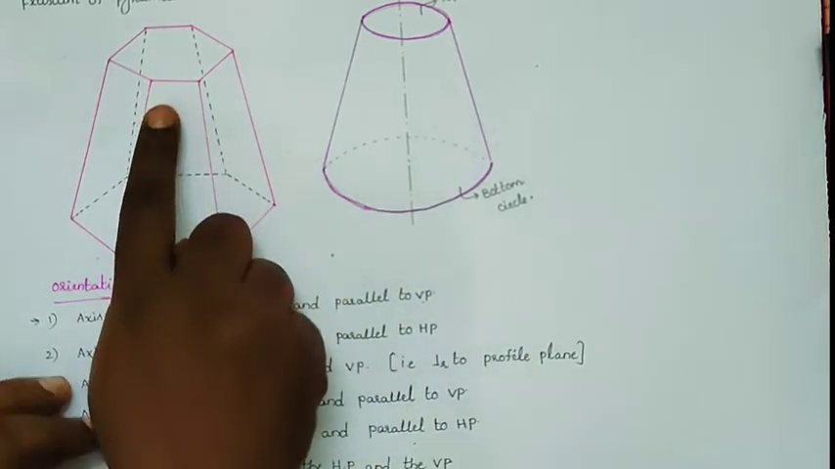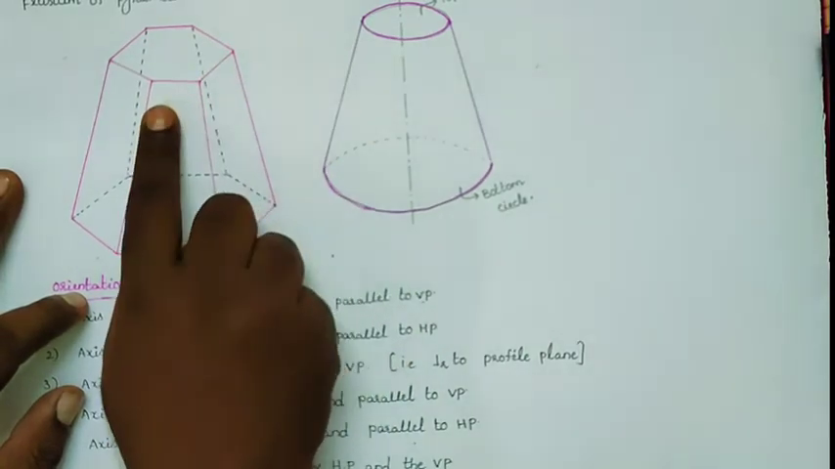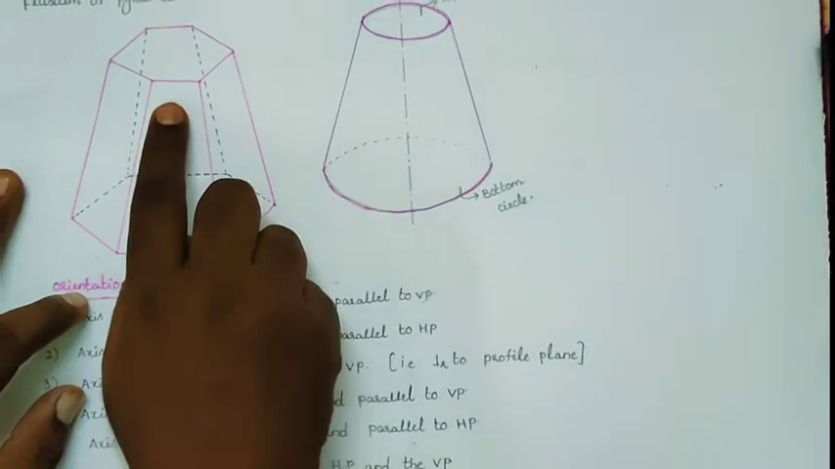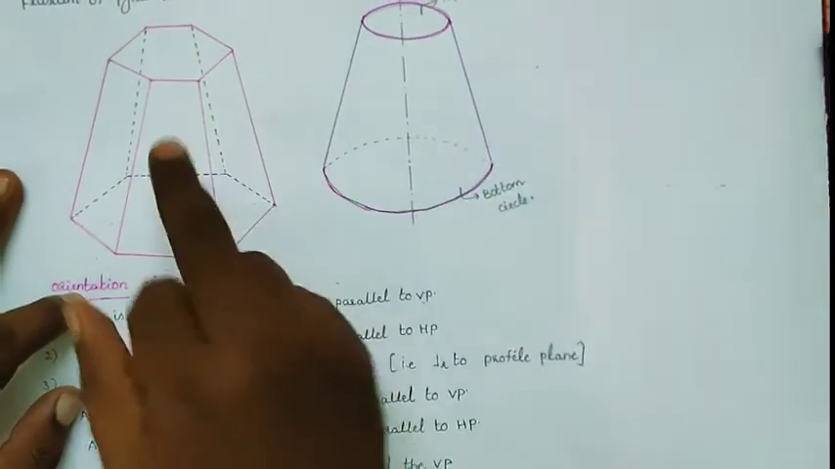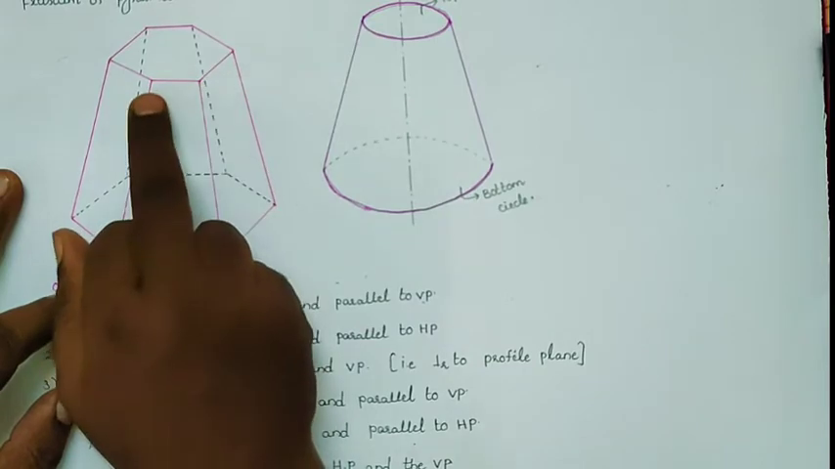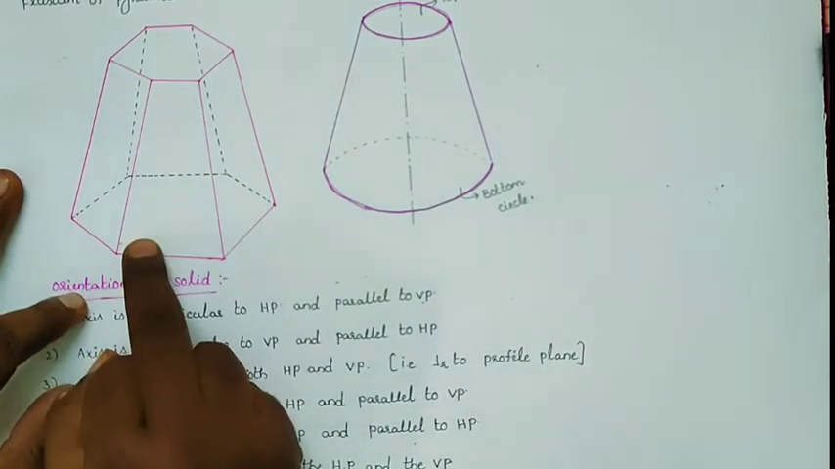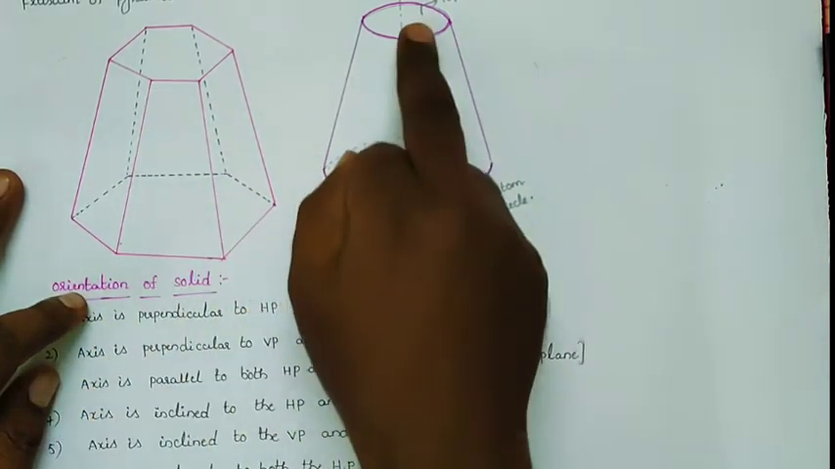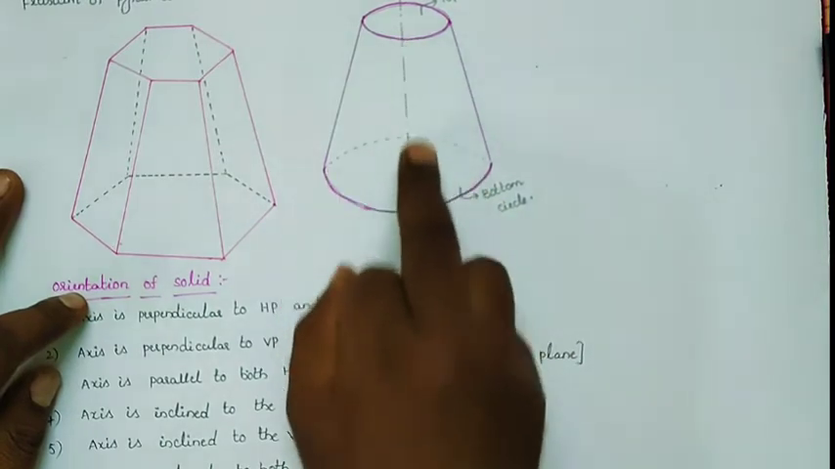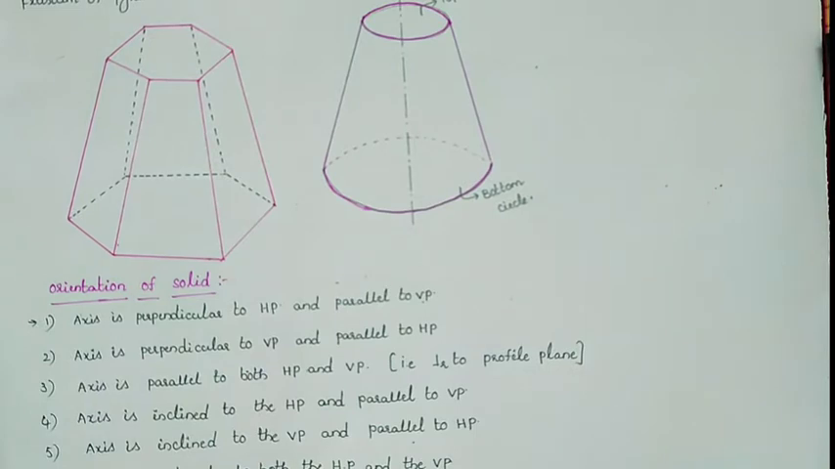If it is a pentagonal pyramid, whenever it is cut by a cutting plane, the portion of the solid containing the apex should be removed. Then the remaining portion of the solid we can say is the frustum of the pyramid. So the shape of the frustum of a pyramid is like that, and this is the frustum of a cone. This is the introduction about the solids.